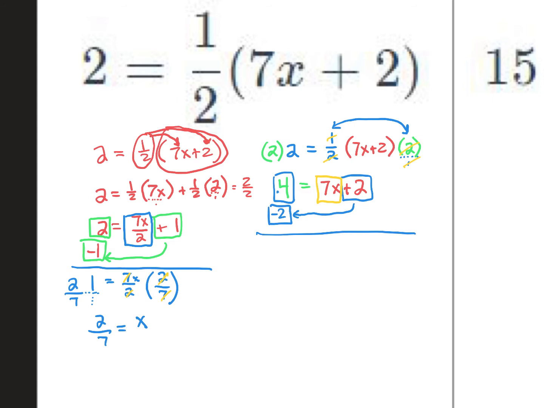Now we get plus 4 minus 2 is 2 equals 7x. The last step is I would just have to divide by 7. And that gets rid of the 7s, and there's the answer. X equals 2 sevenths. Both have the same answer. This way works with a lot less fractions. All right, next problem.